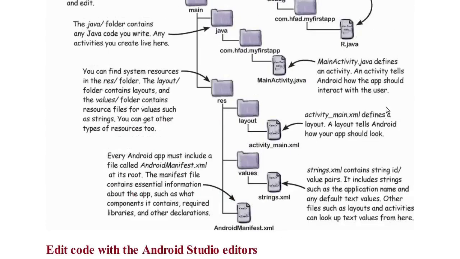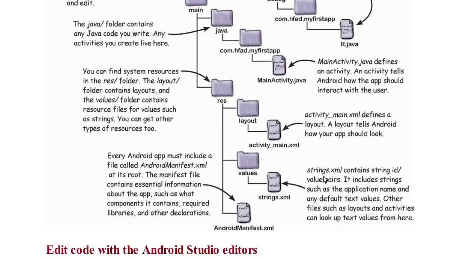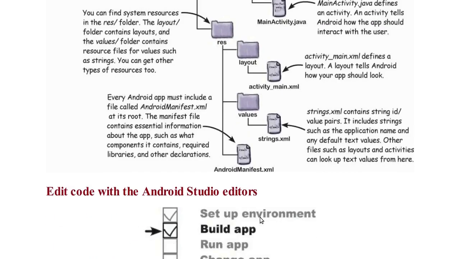So these are the most important questions. What is the activity file? What is r.java? What is the activity XML file? What is the string.xml file? What is the android manifest.xml file? All these are very important questions. They could be asked for around 1 mark or 2 marks.